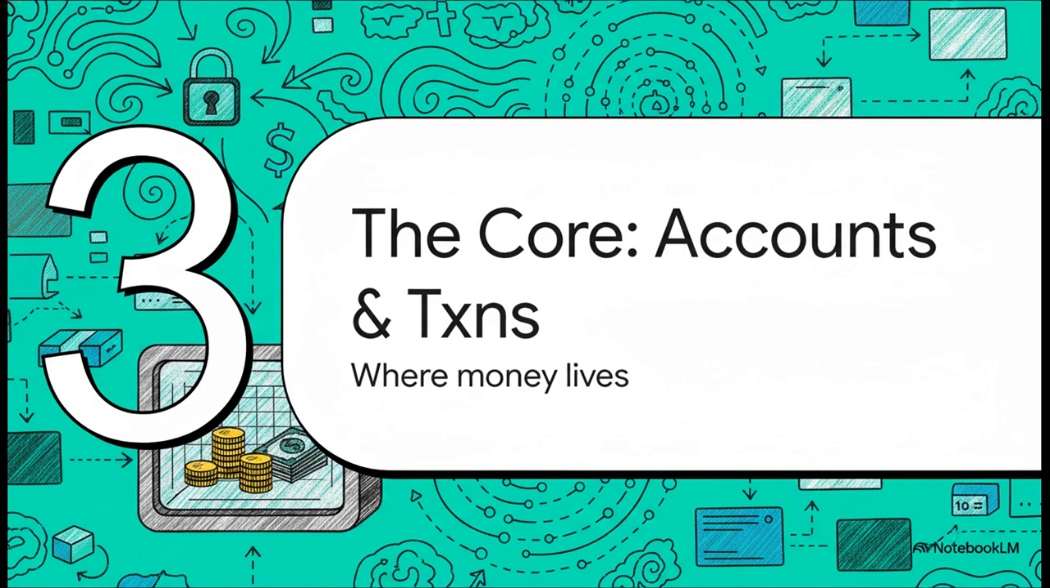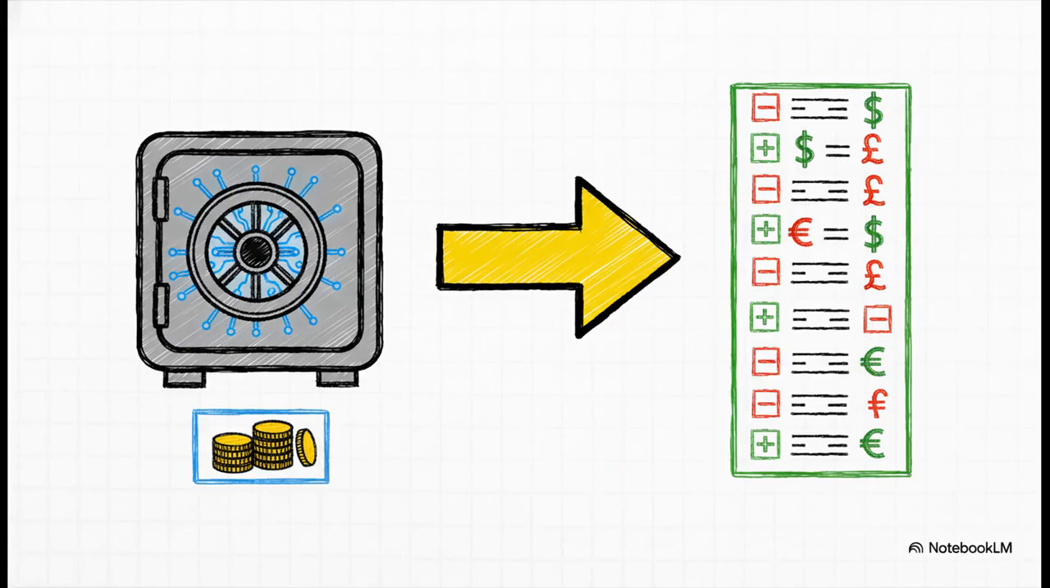Okay, so the bank knows who Alex is. Now for the big question. Where does their money actually live? We're now heading into the digital vault, the core ledger of the bank. This part of the system is absolutely obsessed with two things. One, creating a rock-solid, secure container for Alex's money, which we call an account, and two, keeping a perfect, unchangeable, permanent record of every single financial event that ever happens. There is zero room for error.